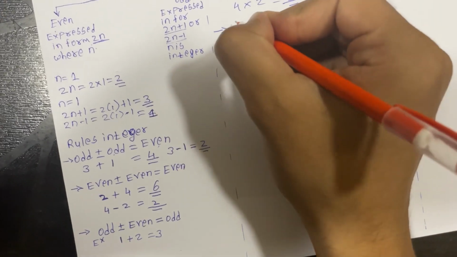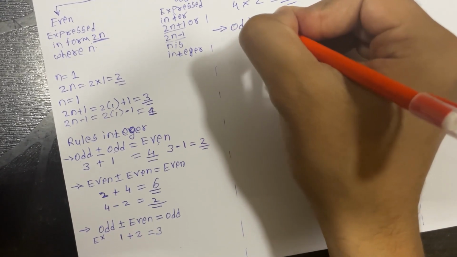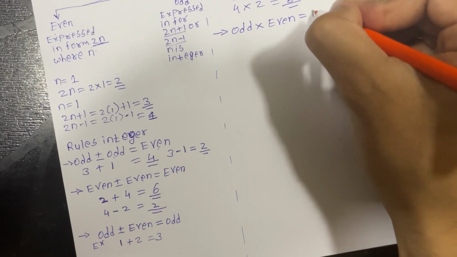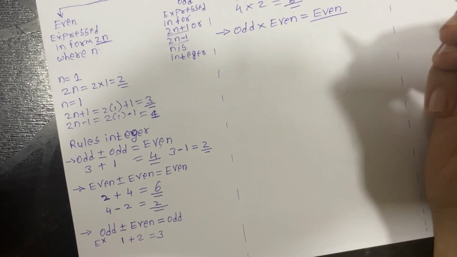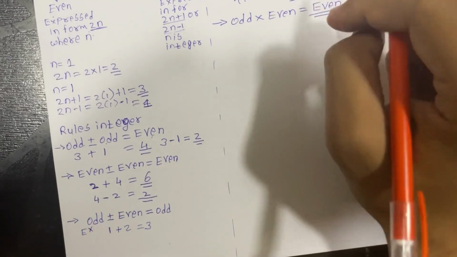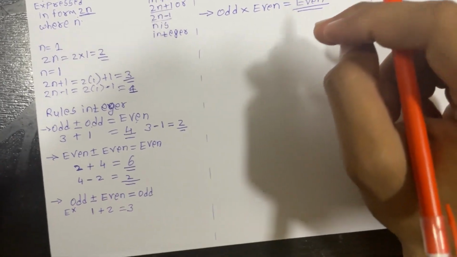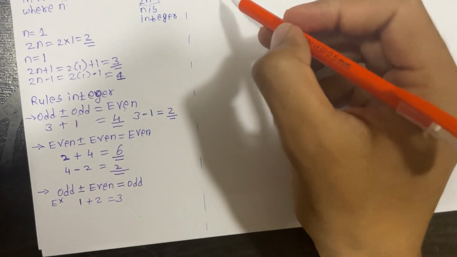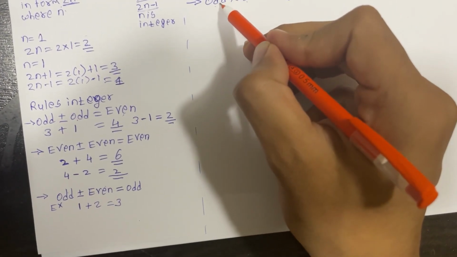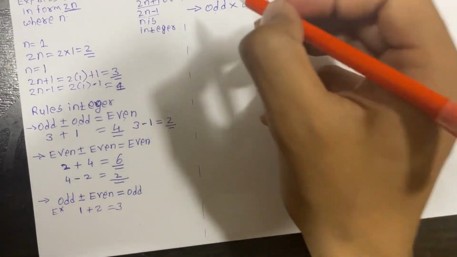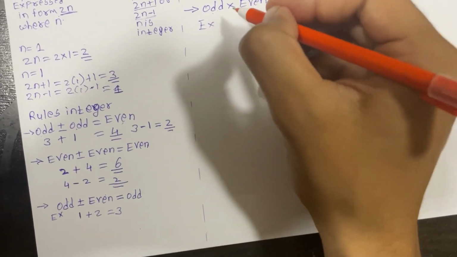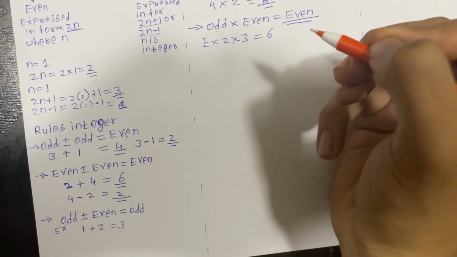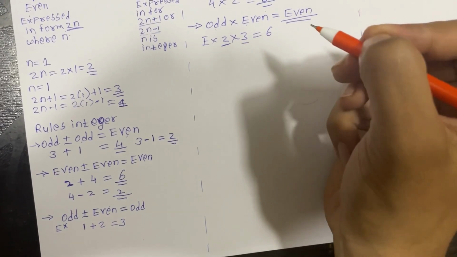So next rule is, if we multiply one odd number and another is even, then we get even, okay? So it is alternate in case of multiplication. In addition, here we added one odd number and one even, we get odd. In multiplication, if we multiply one even number and one odd number, then we will get even number. Let's take one example. 2 into 3, 6, right? So 2 is an even number and 3 is an odd number.